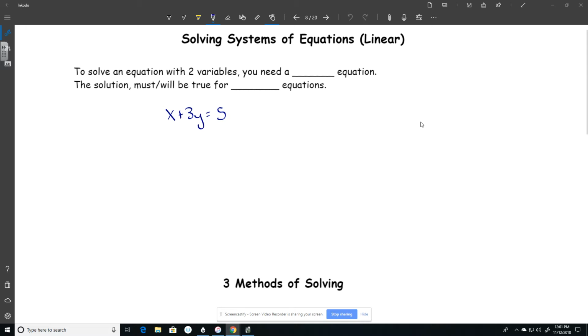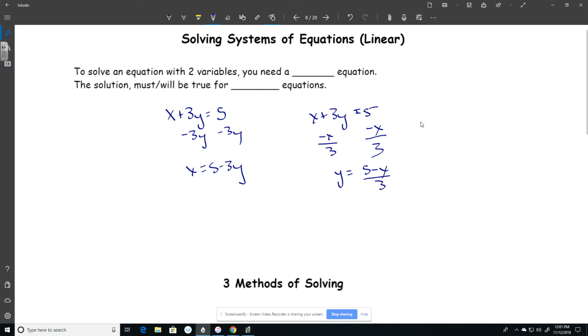So here's the problem that we have. x plus 3y equals 5. I can solve for x by moving the 3y to the other side, and I get x equals 5 minus 3y. But I still don't have a specific answer for x. I still have a variable, this y, in the way. And it goes the same. I can also solve that same equation for y. I can subtract the x, and then divide by 3. And I end up with y equals (5 minus x) divided by 3. Again, I don't have an answer for y.